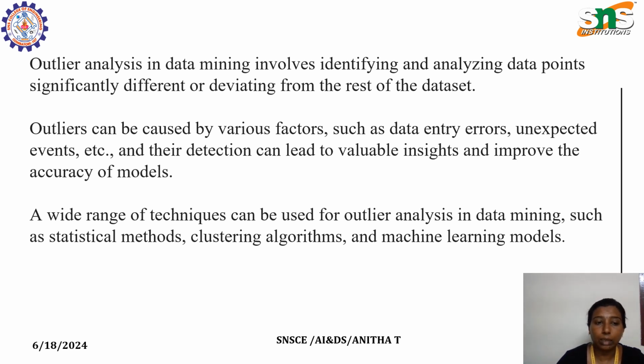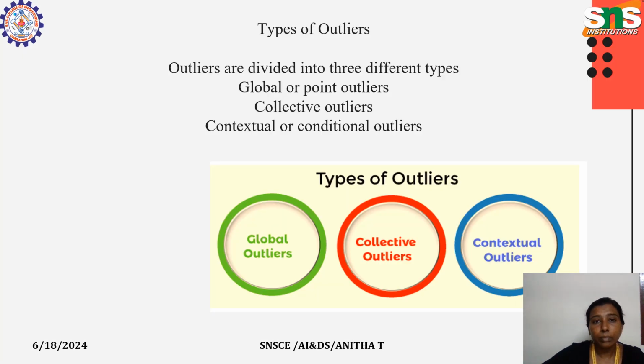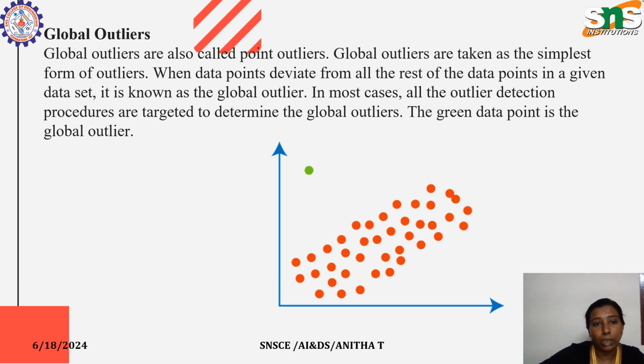In 1969, Grubbs introduced the first definition of outliers, and these are the types of outliers. Outliers are divided into three different types: global or point outliers, collective outliers, and contextual or conditional outliers. Next is global outliers, which are also called point outliers.